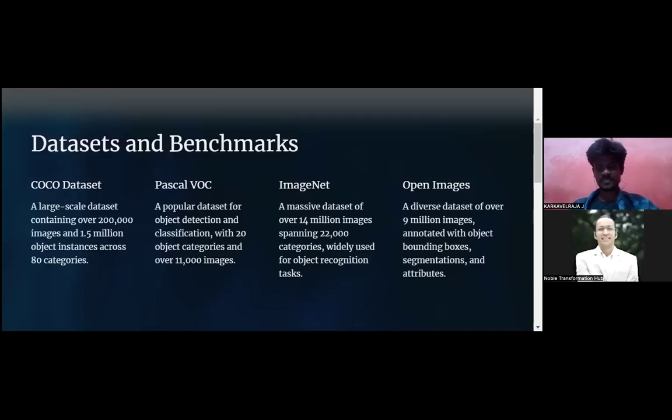Then we have Open Images, which is a diverse dataset of over 9 million images annotated with object bounding boxes, segmentation, and attributes, like what we learned in the different algorithms. Similarly, you can use datasets for different features as per the objective function, depending on your problem statement and what problem you want to solve. Okay, let's move to the other section.